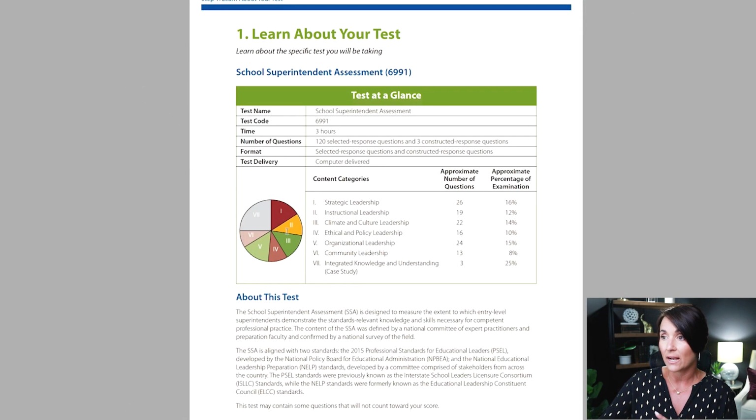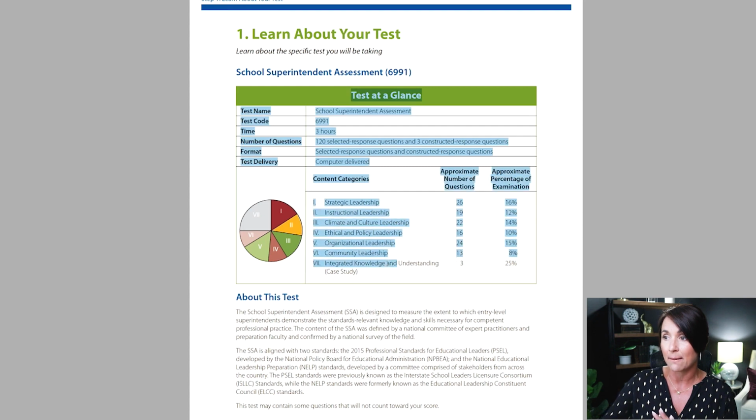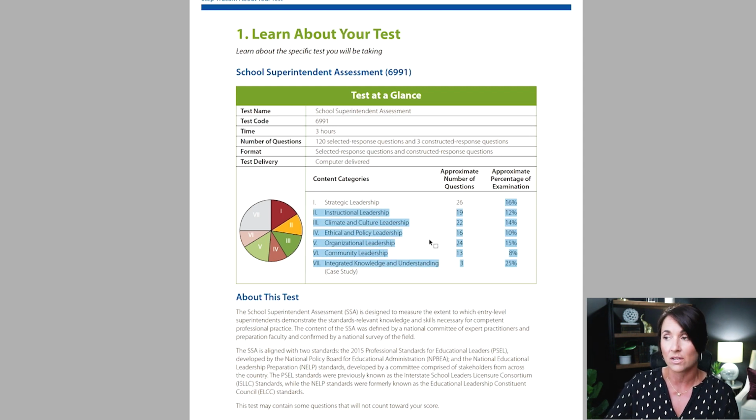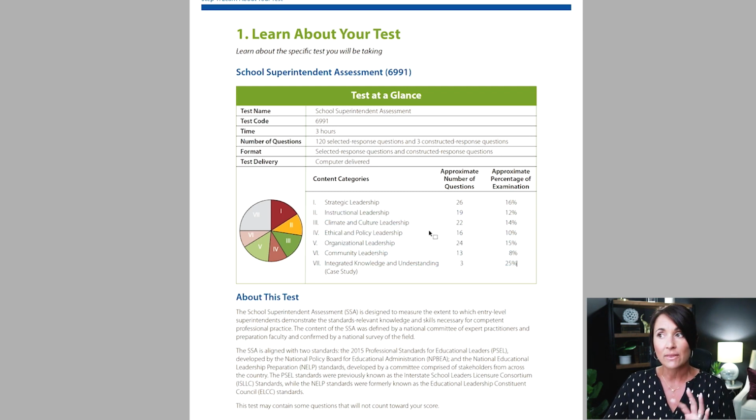When we go down into here, and I'm going to go through this a little bit more in depth in a second on my presentation, but you'll see that this is the layout of the exam. There are 7 main content categories, and here are all the percentages at which you will see those content categories on the exam. You have 3 hours for this exam, and there are 120 selected response questions, and then you have 3 constructed response questions. This particular video, we're just going to focus on the multiple choice. In a subsequent video, I will walk you through the constructed response so you have some support in that area.